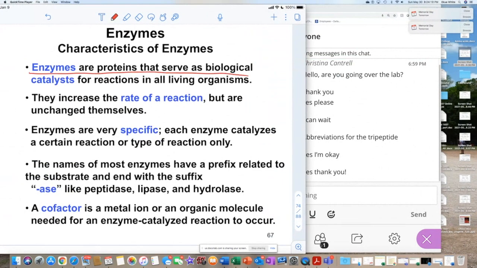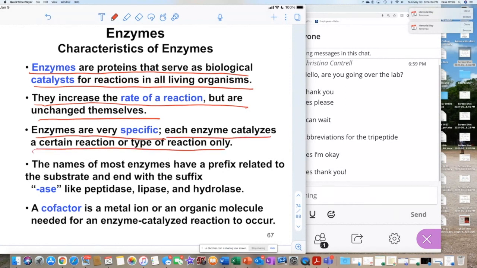Enzymes are proteins that serve as biological catalysts for reactions in all living organisms. They do increase the rate of the chemical reactions, but they themselves, the enzymes, are not changed. Enzymes tend to be very specific, preferring a very specific substrate that they're going to bind to. Each enzyme tends to catalyze a specific reaction. The names of enzymes have a prefix related to the substrate, but then they end with the suffix -ase. So like lipase is an enzyme that catalyzes reactions involving lipids.